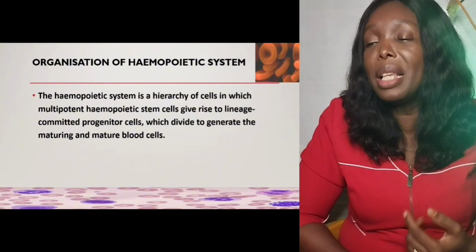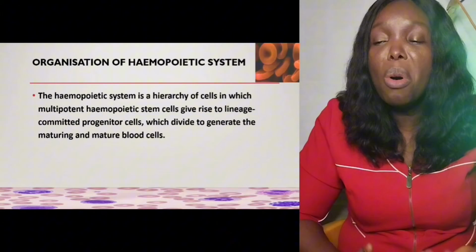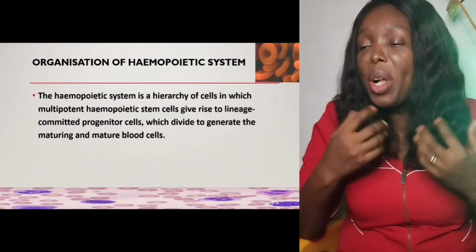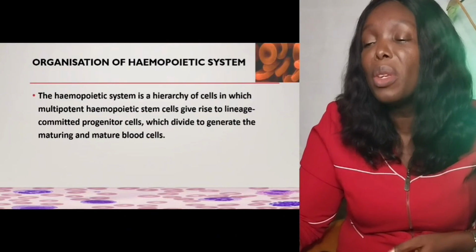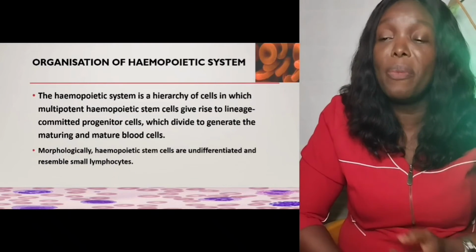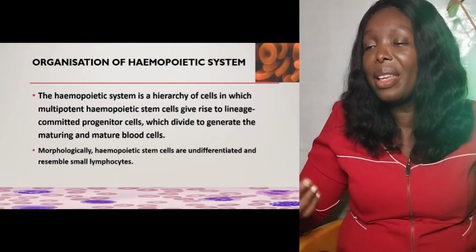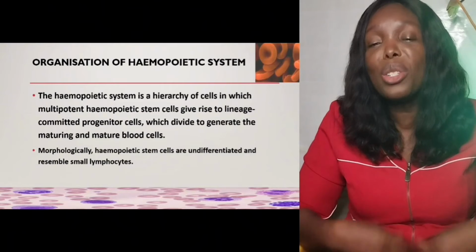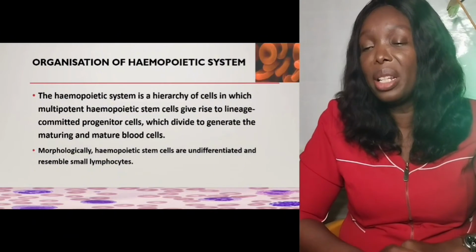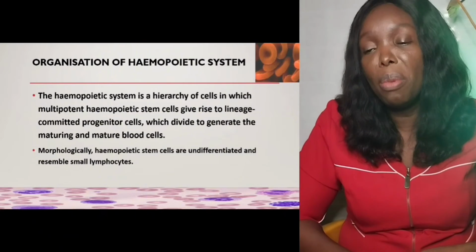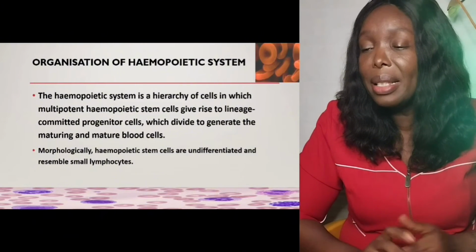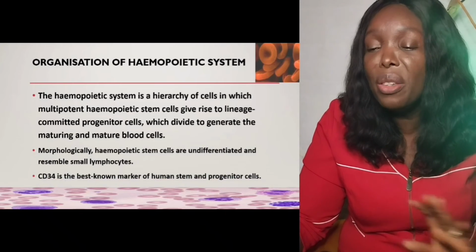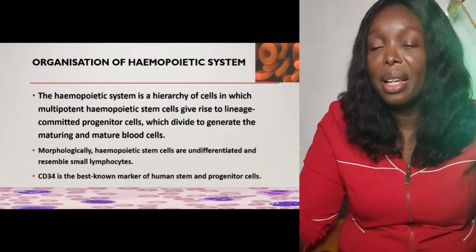Now, the haemopoietic system is a hierarchy of cells in which multipotent haemopoietic stem cells give rise to lineage committed progenitor cells, which divide to generate the maturing and mature blood cells. It is good for you to note this. Morphologically, haemopoietic stem cells are undifferentiated and resemble small lymphocytes.